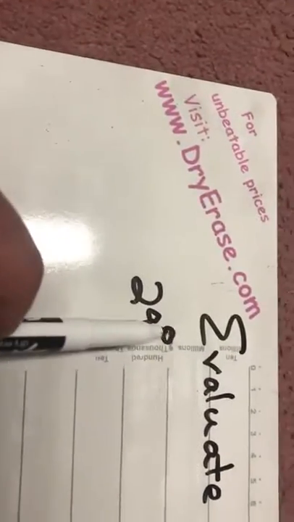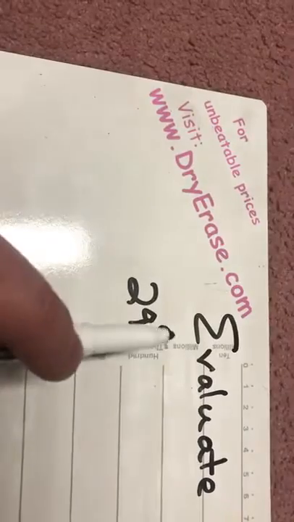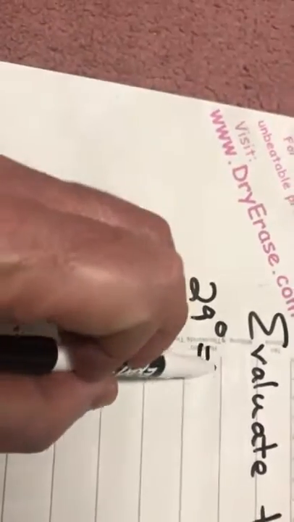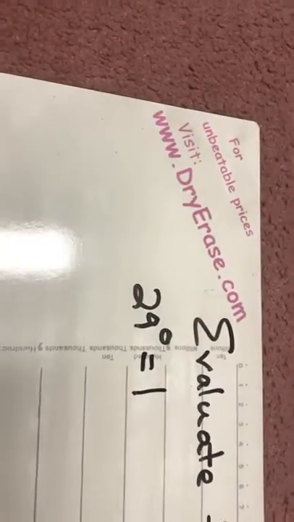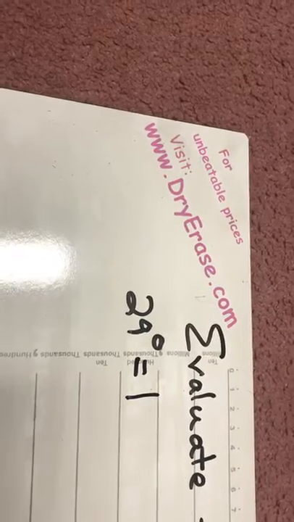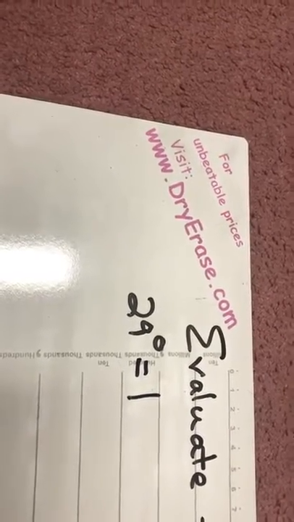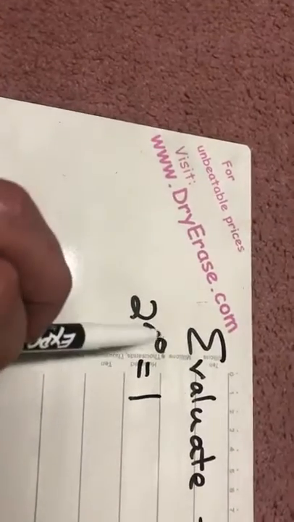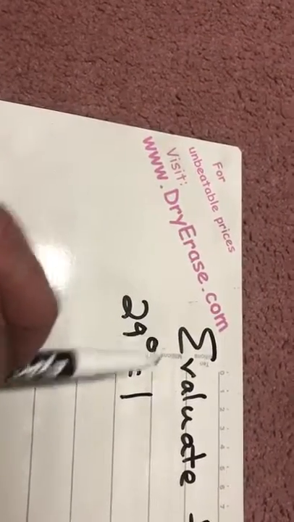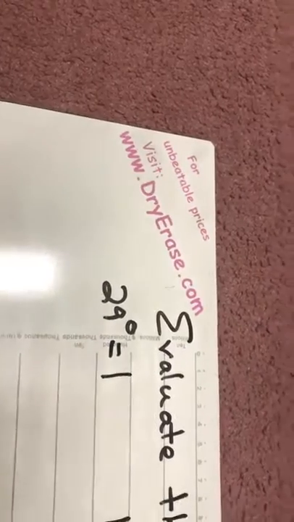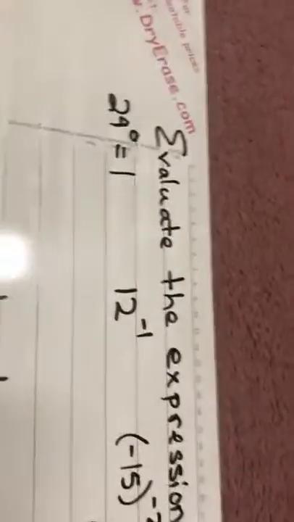Now, anytime there's a zero as an exponent, the whole thing just equals 1. It doesn't matter if it's 2 to the power of 0, it will equal 1. 3086 to the power of 0, it will equal 1. Anytime there's something to the power of 0, it equals 1. You'll want to remember that.